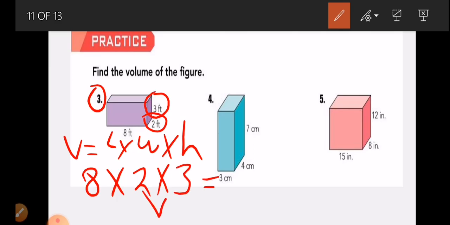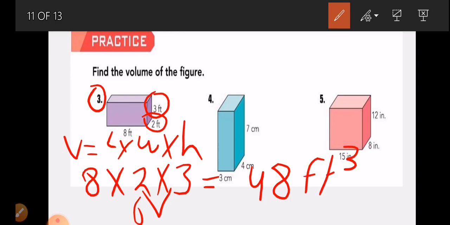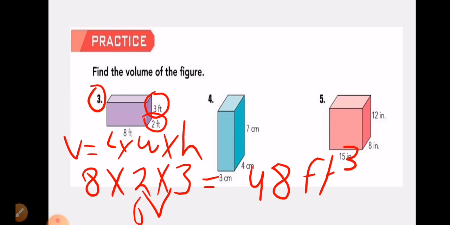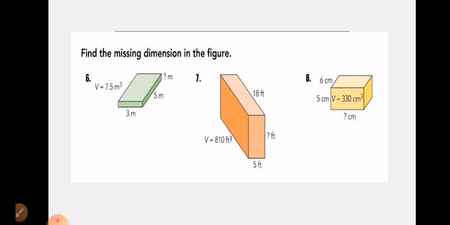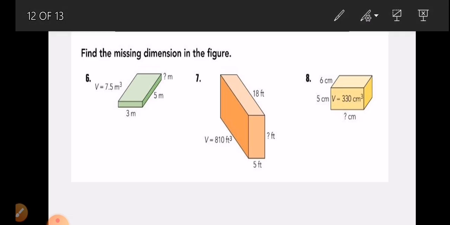Then 2 times 3 will give me 6. 6 multiplied by 8 equals 48. What is the unit? It's feet cubed. Questions 4 and 5 are done exactly the same way. Write the formula for yourself, then start to substitute to get the answer. The next: now find the missing dimension in the figure.